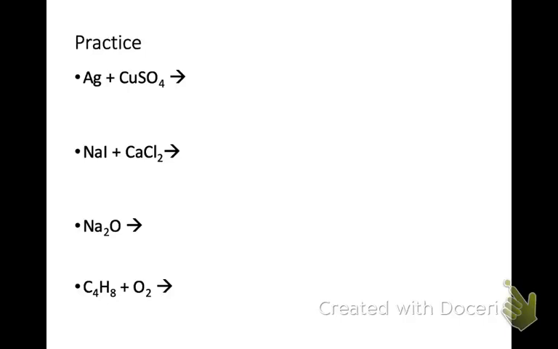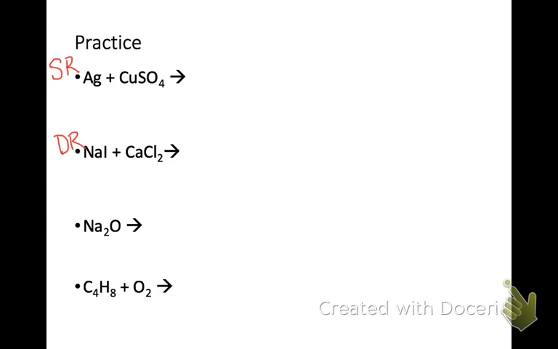When you're trying to predict the products and your list of problems is mixed, my suggestion is that you run through the list and try to identify the type of reaction each problem is. So when we look at silver plus copper 2 sulfate, we see that we have a single element plus a compound. This is a single replacement reaction. The second problem, sodium iodide plus calcium chloride, has 2 compounds. This is going to be a double replacement reaction.